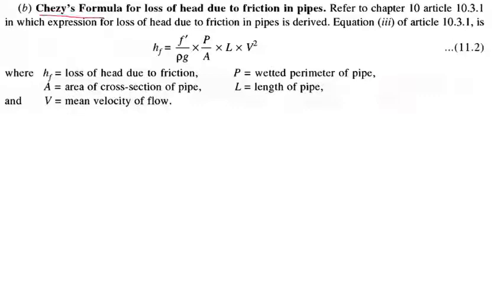Using Chezy's formula, the equation for loss of head due to friction is given here. So here hf is again the loss of head due to friction. P is the wetted perimeter of the pipe. Wetted perimeter means the perimeter which is in contact with the fluid. A is the area of cross section of the pipe. L is the length of the pipe, and V is the mean velocity of flow.